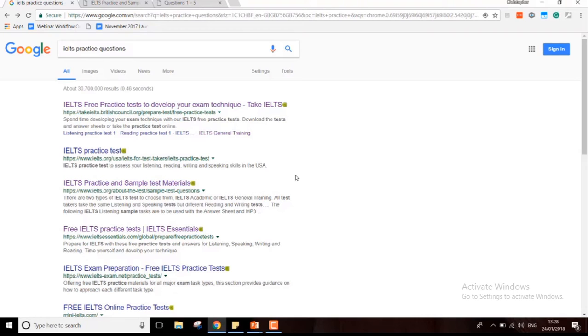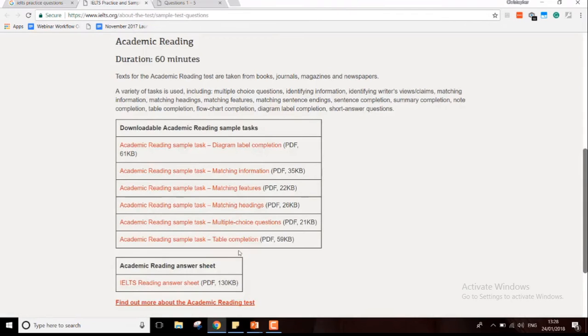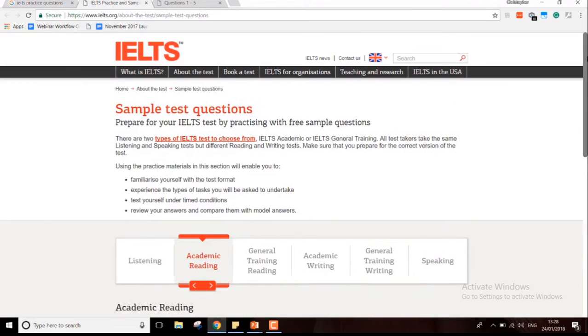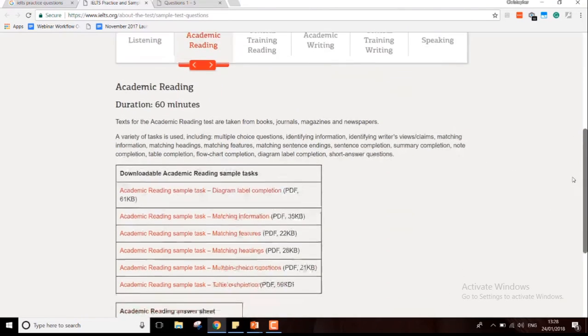There are a number of other websites that are fake and will have fake questions. Don't use them because they're highly misleading. But if you go into the official ones, British Council, IDP, Cambridge, the official IELTS site, you'll find real questions. So if we click on that, it'll take us here. And we've got a lot of sample test questions from the official IELTS website.